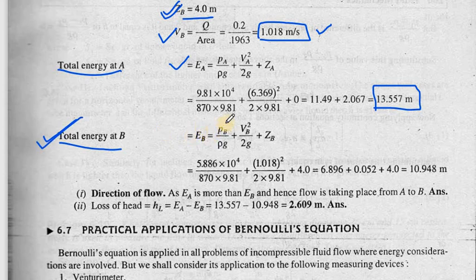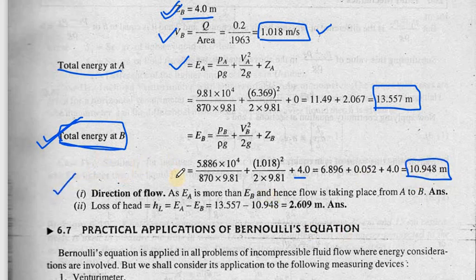Okay. Similarly, we'll calculate the energy at point B. Energy at point B is given by the same formula, PB by rho g plus VB square by 2g plus ZB. So PB value is 5.886 into 10 to the power 4 divided by what? 870 into 9.81. After that, VB value is coming out to be 1.018 divided by 2 into 9.81 plus the datum at the second point, which is coming out to be 4. So after calculating this, the energy at the point B is coming out to be 10.948.